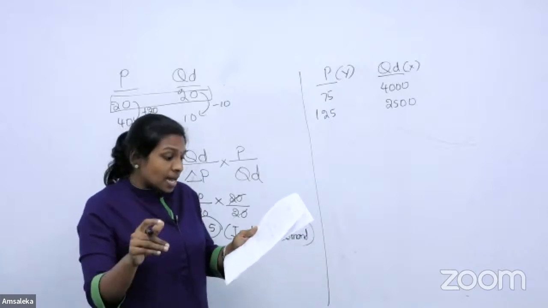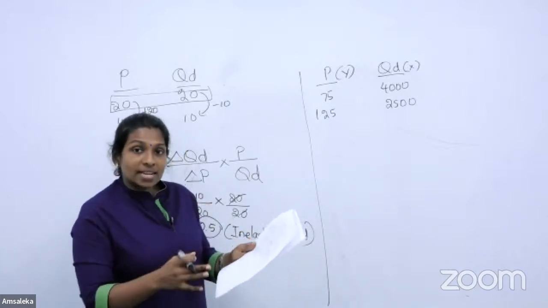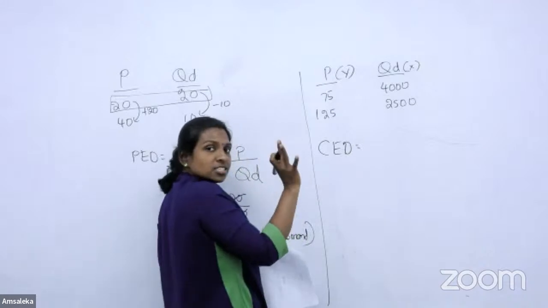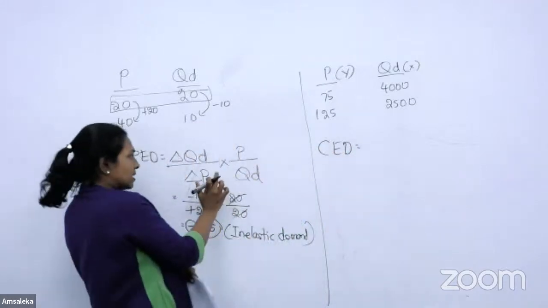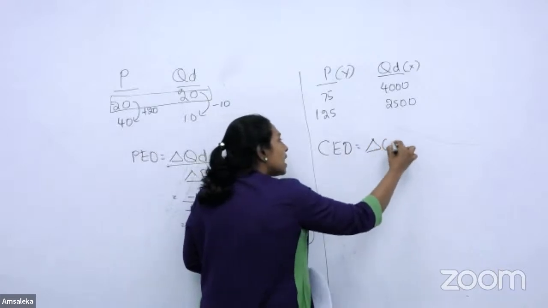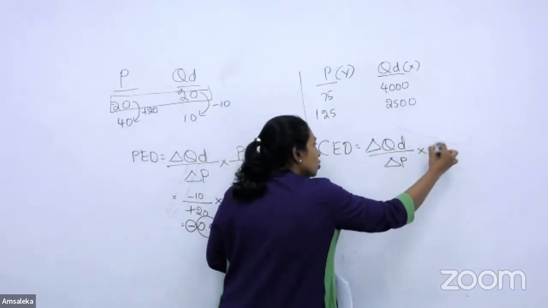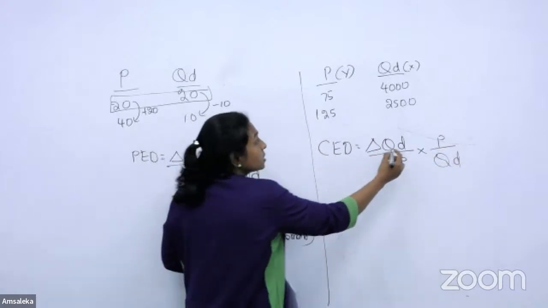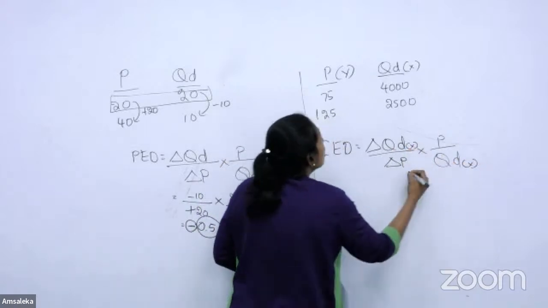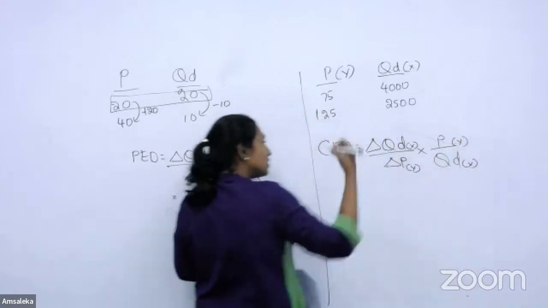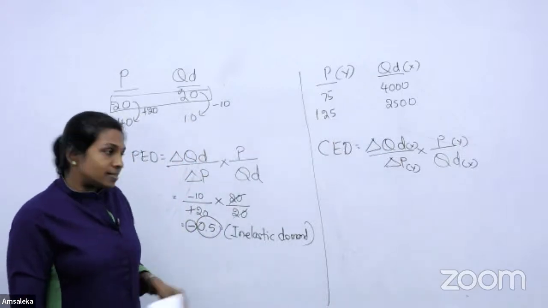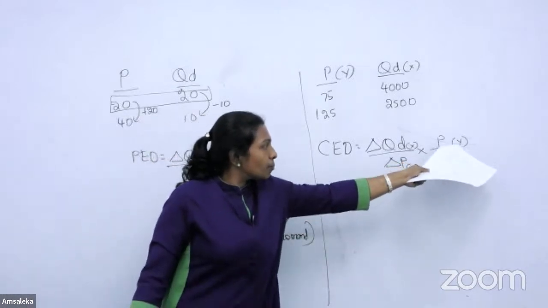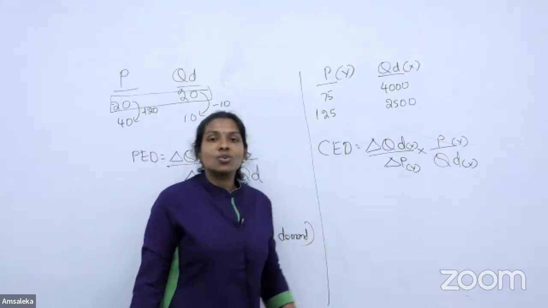Now, a plus answer comes wrong, no? So you can skip the plus answer. For cross elasticity of demand, blindly take the same formula: delta QD over delta P into P over QD. QD is for X and P is for Y. That's all, the cross elasticity of demand formula is done. So the X and Y product, price is given for Y and QD is given for X in brackets.